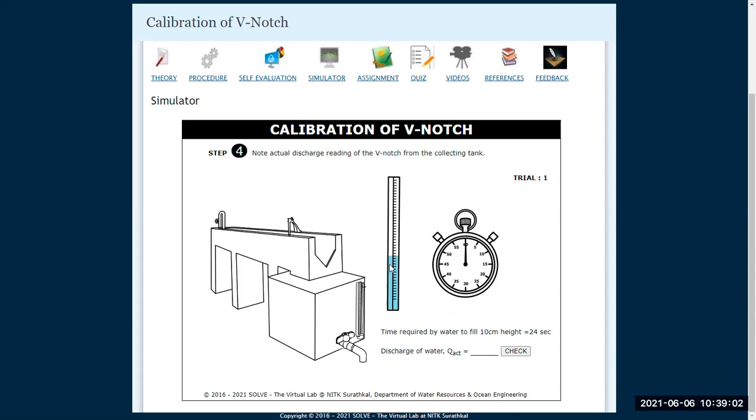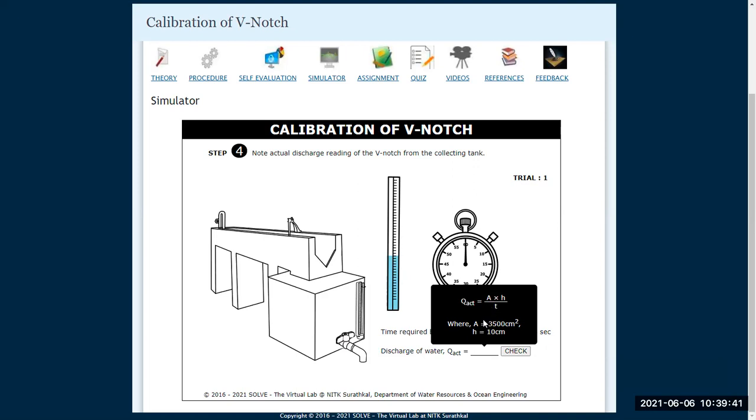So the piezometer will show the rise in water level. So for a 10 centimeter rise of water, the time taken here is 24 seconds. Using these two parameters, you have to calculate the actual discharge. I think the actual discharge formula is same as that of Venturi meter and also orifice meter. So here the actual discharge is AH by T. See, A is the area of the collecting tank. The capital A represents area of the collecting tank, and H is the rise of water inside the collecting tank, that is 10 centimeter, and T is the time taken.